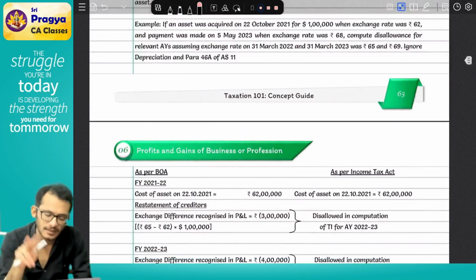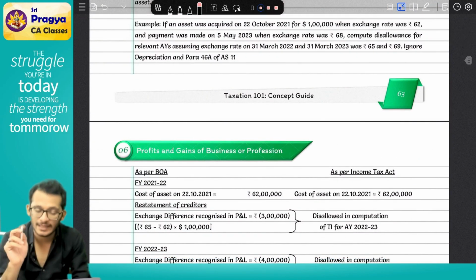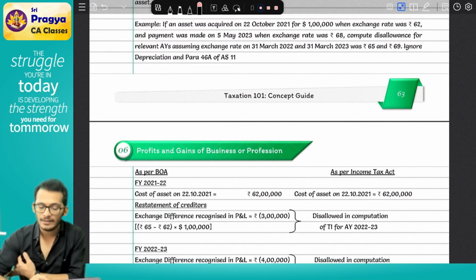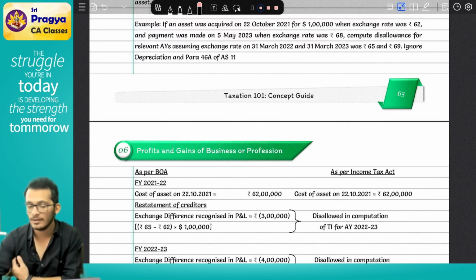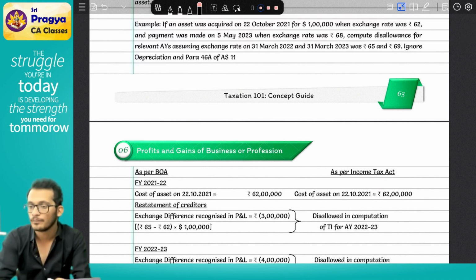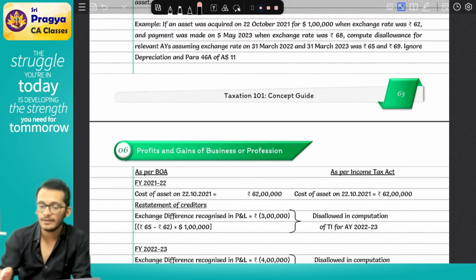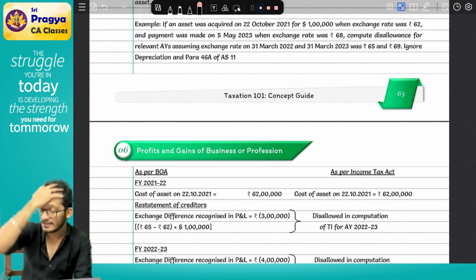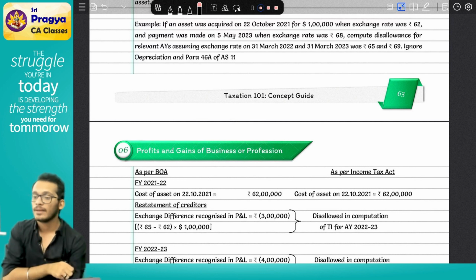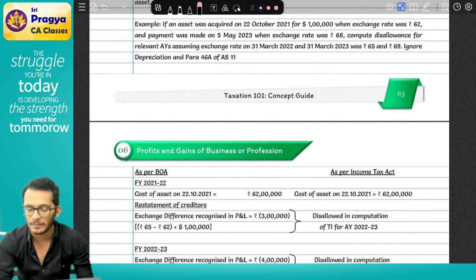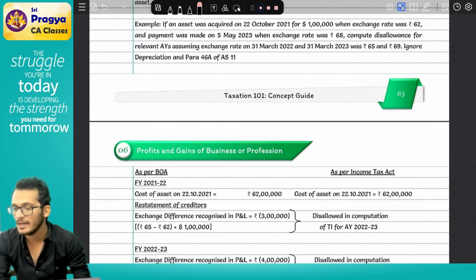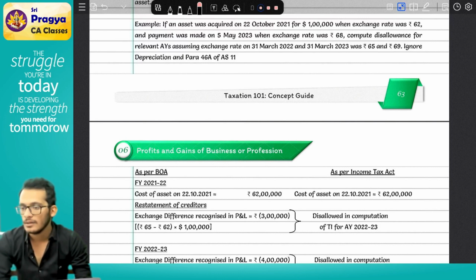The example says there is an asset which you have acquired on 22nd October 2021 for $1 lakh, when the rate was 62. So when you bought this asset, the asset is costing $1 lakh and the price is 62, which means that today, had you made the payment, you would have made a payment of 62 lakhs. Yes or no?